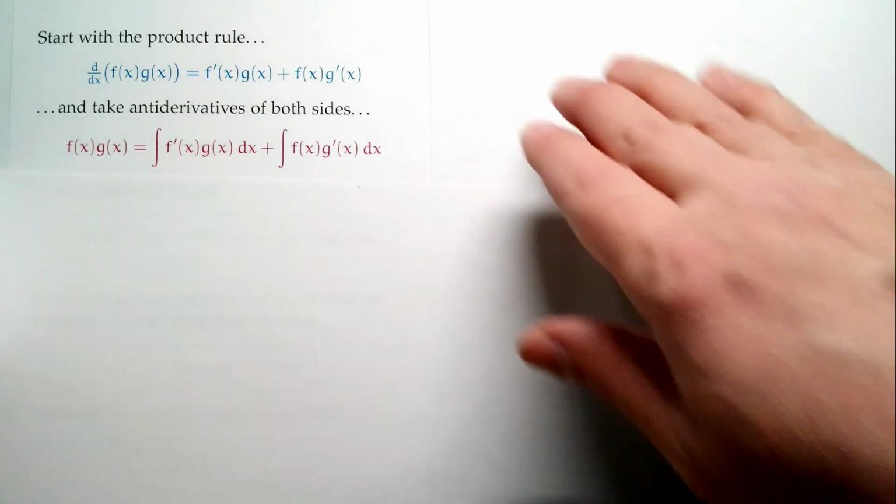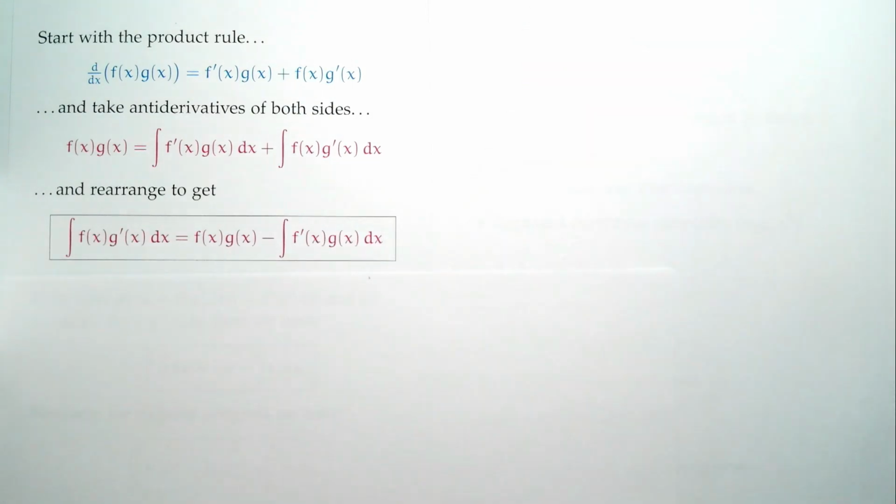Now we rearrange and we get the following. The antiderivative, or if you like, the integral of f of x times g prime of x dx is equal to f of x g of x minus the integral of f prime of x times g of x dx.